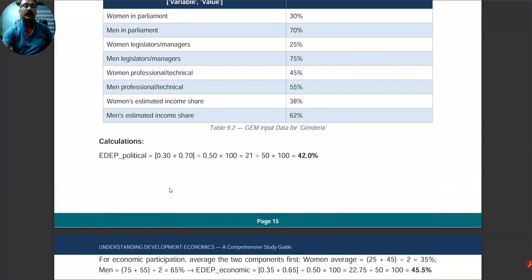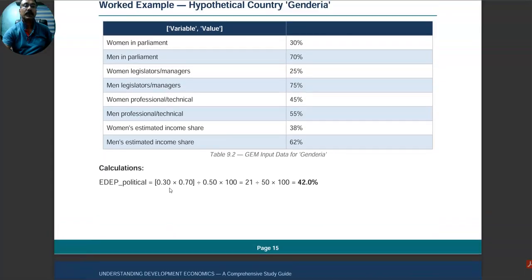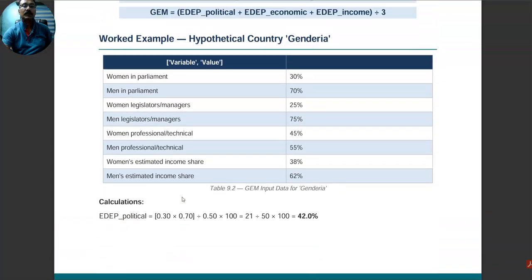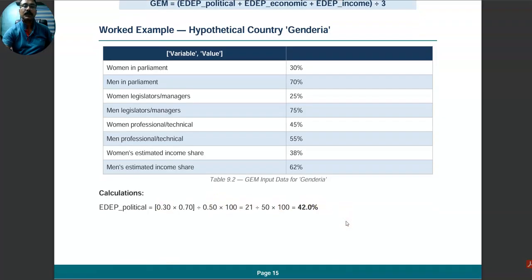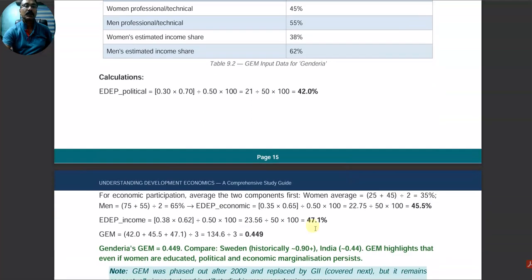In all the three dimensions we need to calculate. How to calculate EDEP political? So multiply first the percentage of women in parliament, 0.30 times 0.70, divided by 0.50, times 100. So this is the formula. That is 42.0. Similarly, for economic participation, we take the average of the two components.